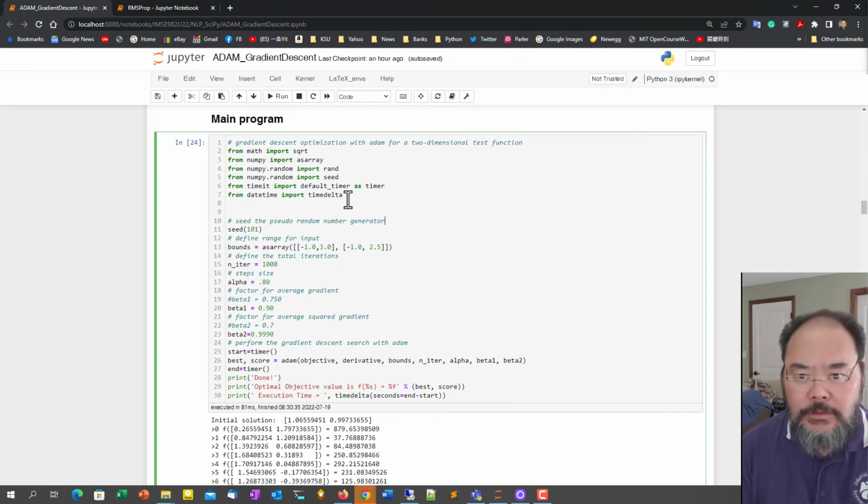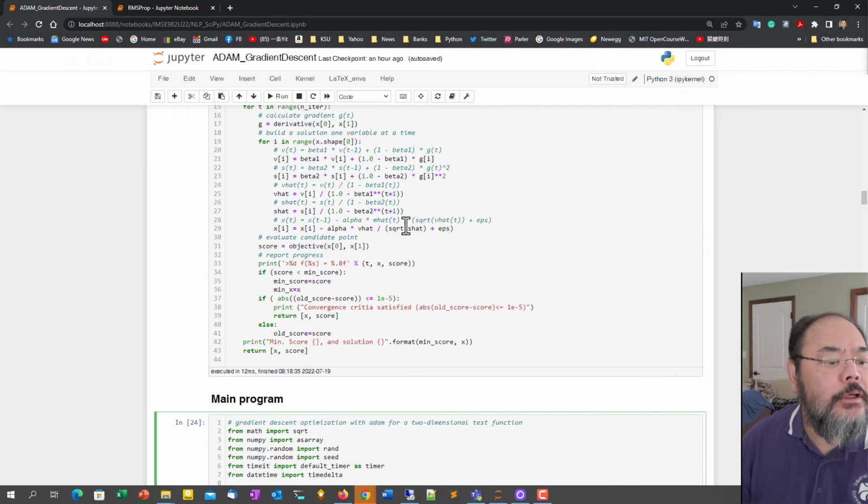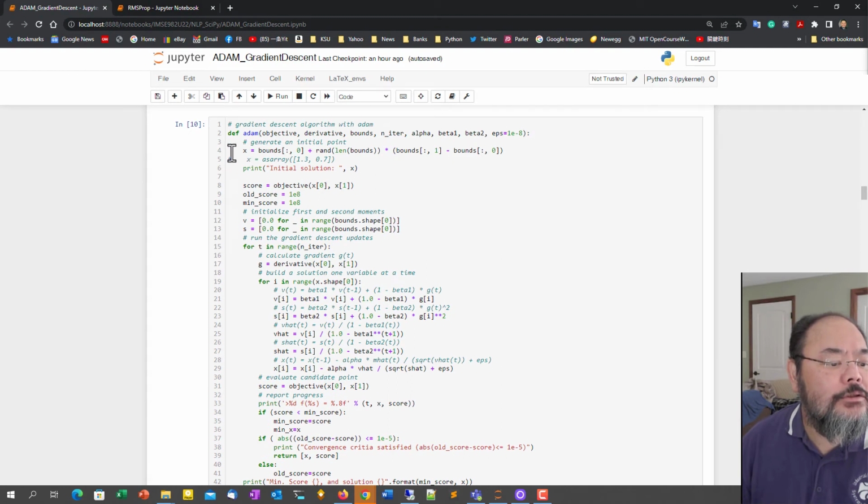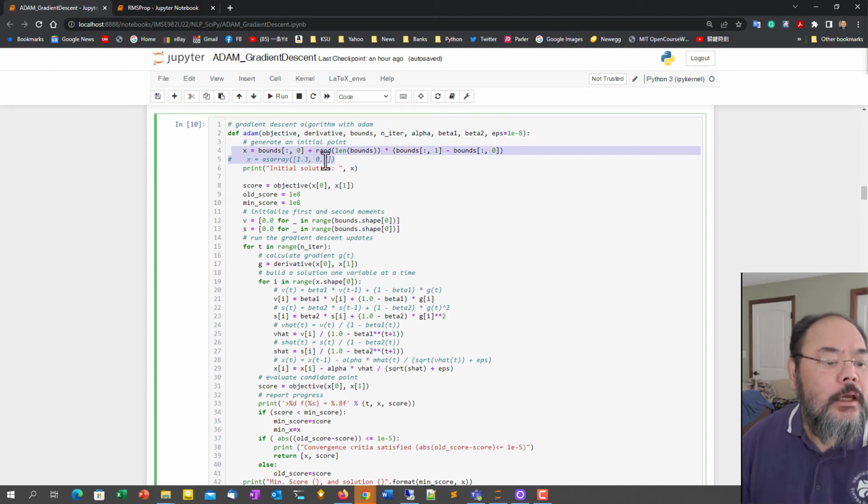Second is to set up the bounds for my search optimization range. X I set from -1 to 3, and the Y range is -1 to 2.5. It doesn't really matter. This is the bound we use to generate the randomized initial solution. And you can actually use a fixed initial solution right here like this.